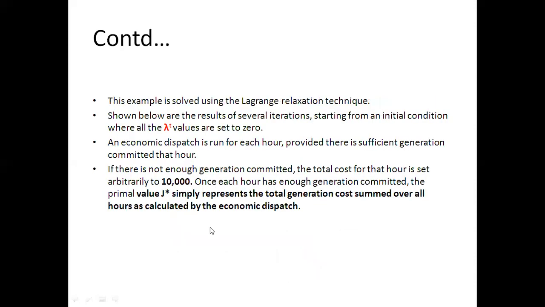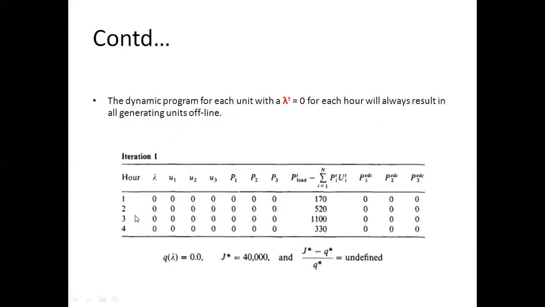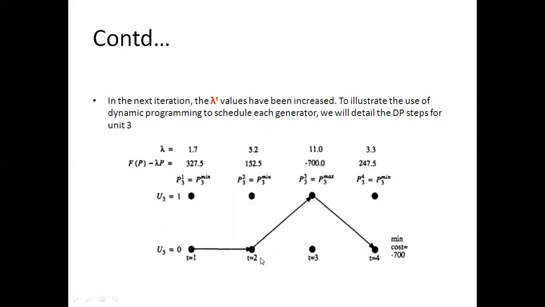It is clearly written that if there is not enough generation committed, the total cost for that hour is set to 10,000. So there are 4 hours, so total J star will be 4 times 10,000, that is 40,000. And the value of J star minus q star by q star is undefined as q lambda equals 0. That is 40,000 minus 0 by 0, it will be undefined. Then in the next iteration, the lambda t value has to be increased.